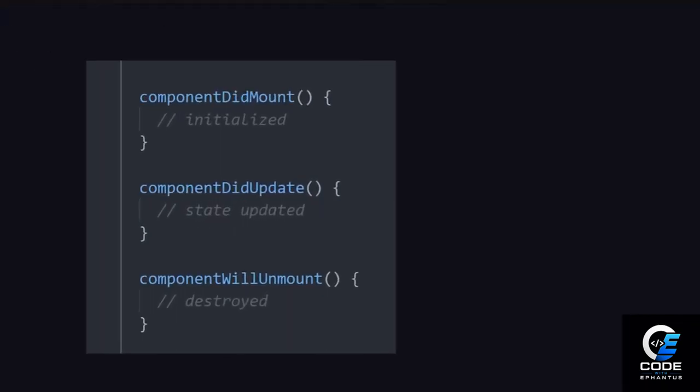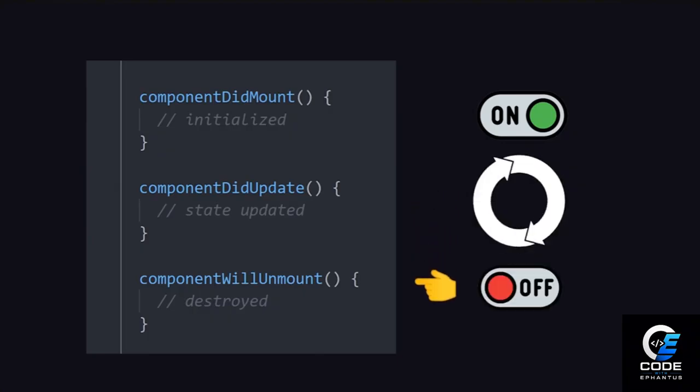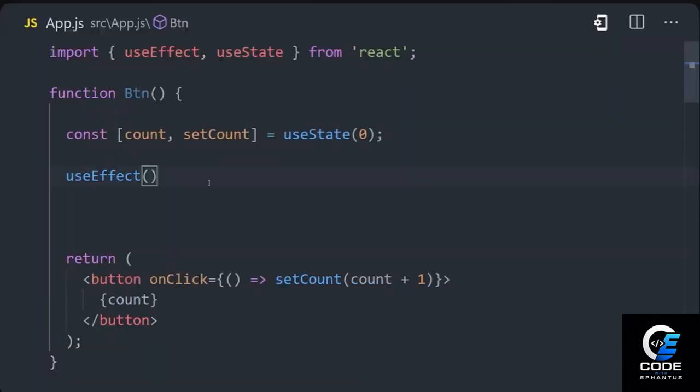The component is added to the UI or mounted, which can only happen once. Then reactive data on the component can change, or it's updated, which can happen multiple times. Then finally, at some point the component will be removed from the UI or unmounted. Now keep these three lifecycle events or side effects in mind as we talk about the useEffect hook, which allows us to implement logic for all of them from within a single function API.